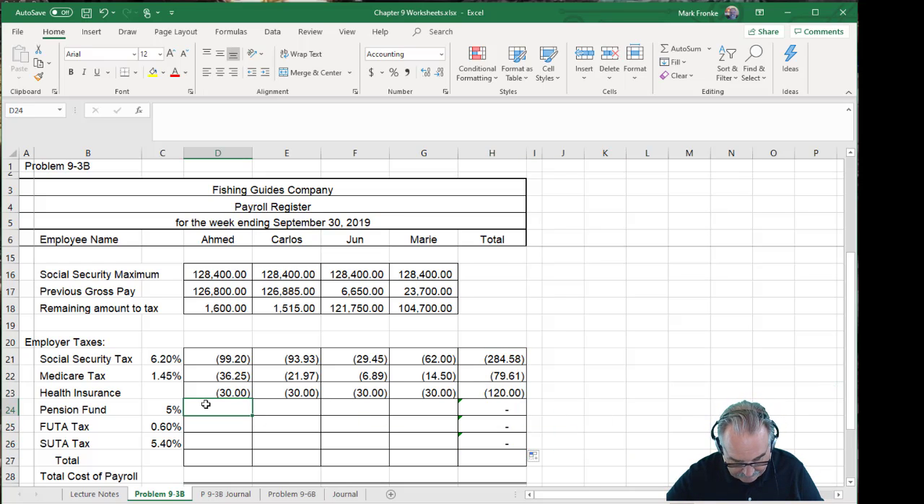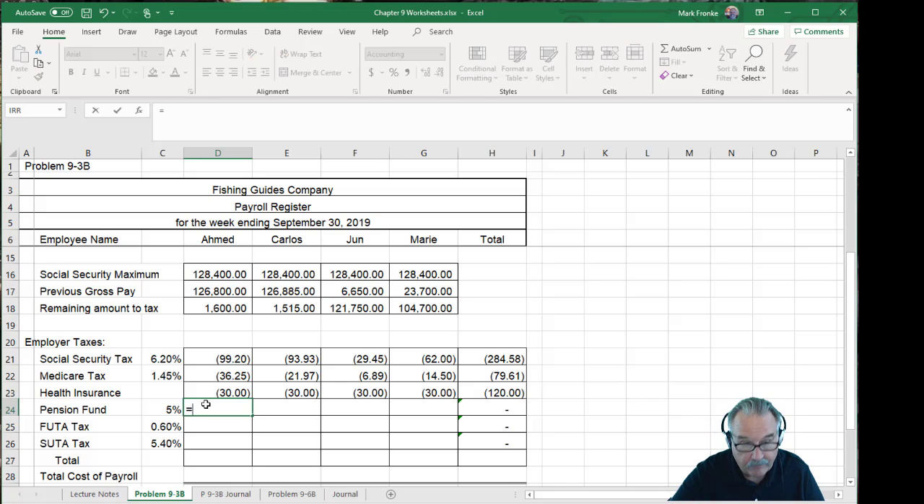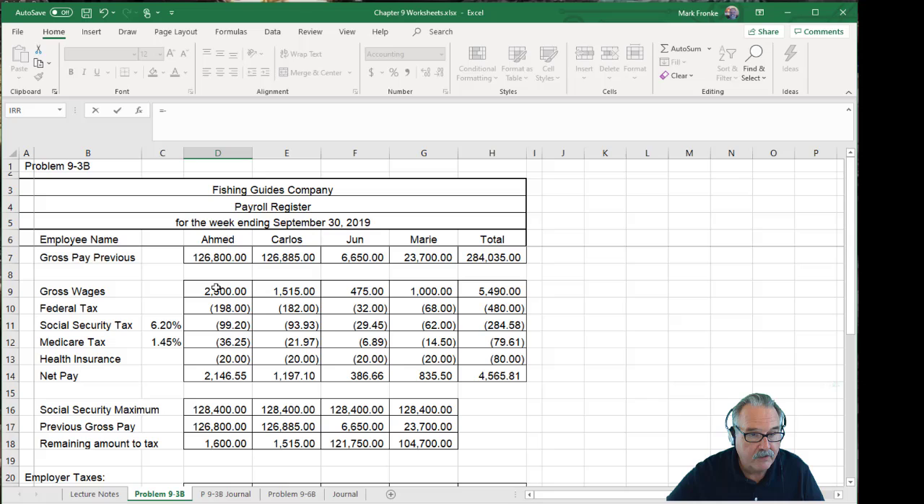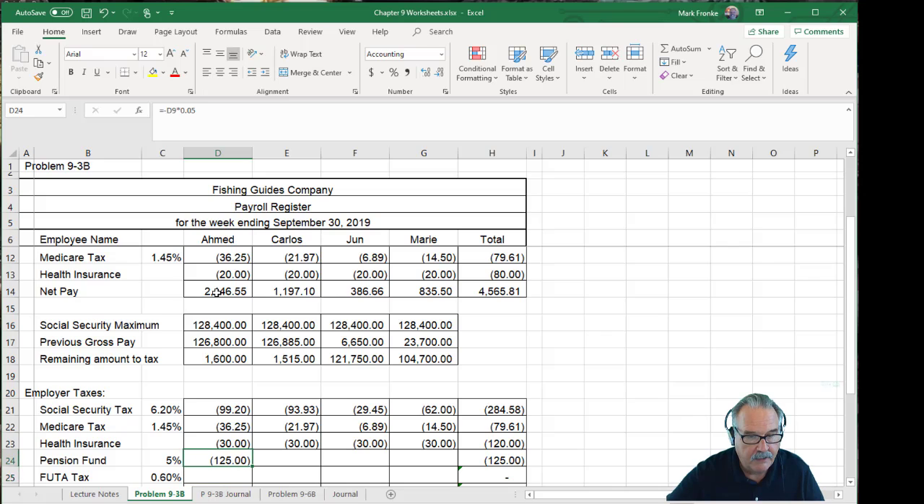They also have a pension fund, which is 5%. So I'm going to multiply the gross wages times 5%. And for Ahmed, that would be $125. And for Carlos, it's $75.75. For June, it's $23.75. And for Marie, it's $50.